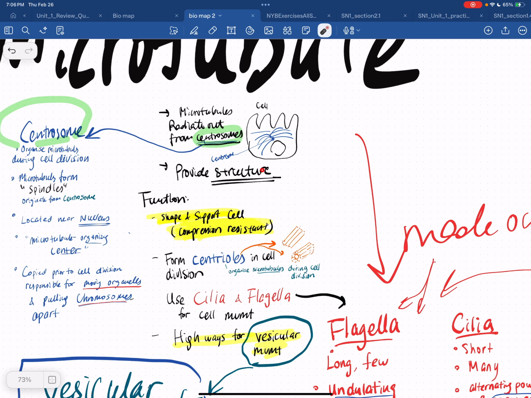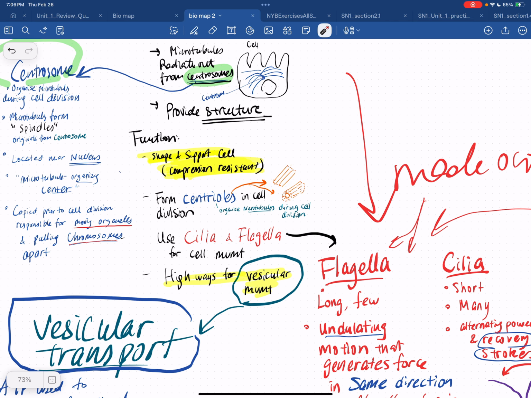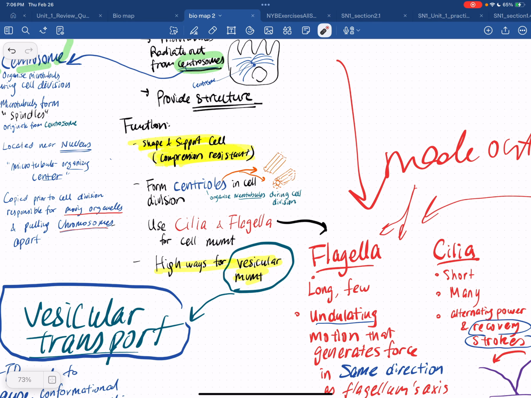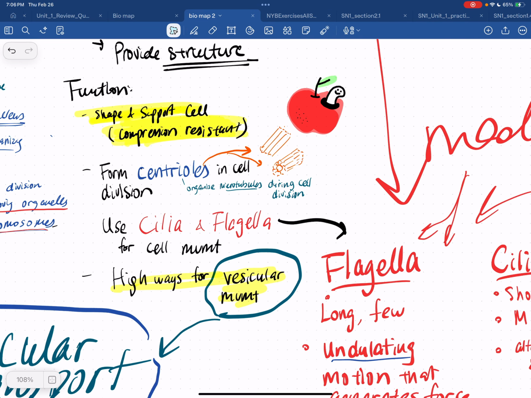They provide structure. They're for the shape and support, so mainly just skeleton shape and support for the cell. And they're compression resistant. The reason why cells are somewhat rigid or compression resistant is because of these microtubules. They form centrioles in the cell, in cell division.